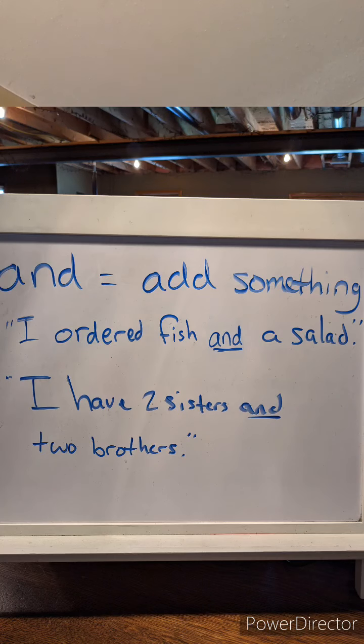And has the idea of adding something. For example, if I'm in a restaurant, I may say, I ordered a fish and a salad. I'm talking not only about ordering fish, but also something else, a salad. If I'm talking about my family, I might say, I have 2 sisters and 3 brothers. And is used many times, and when we use and, we add something to a word or a phrase.